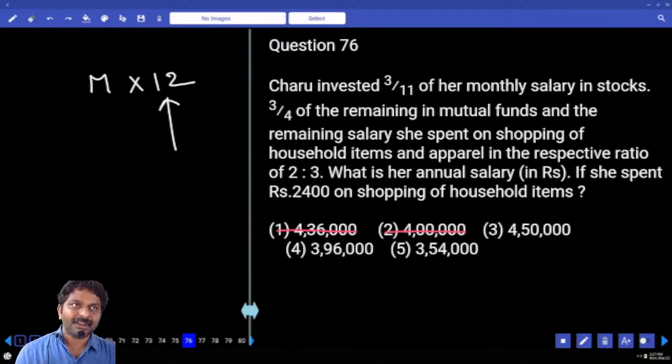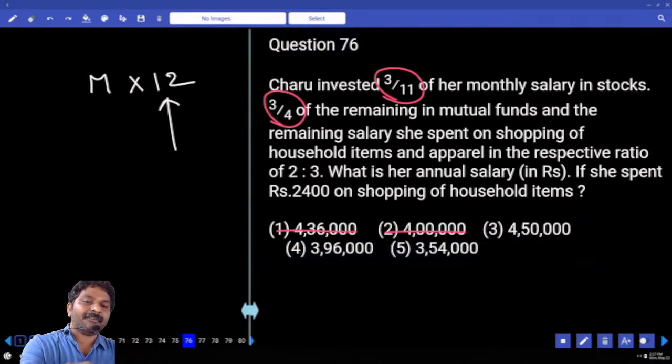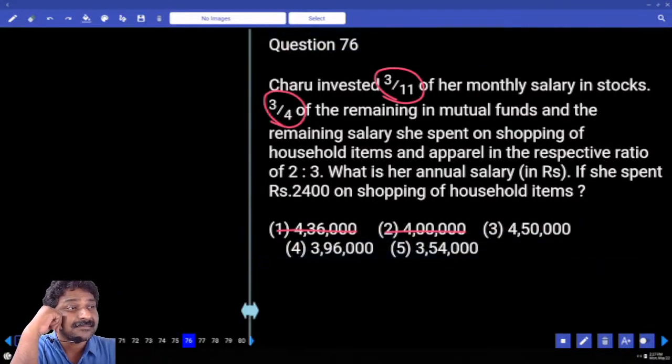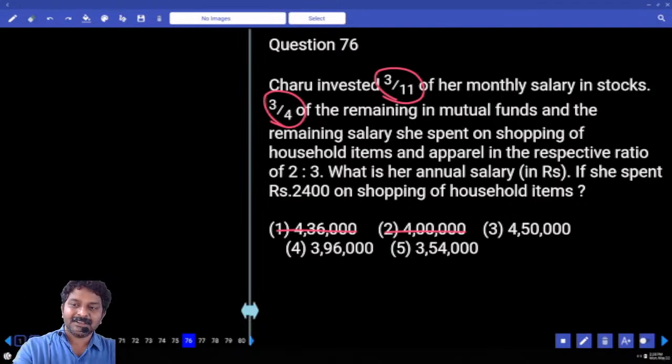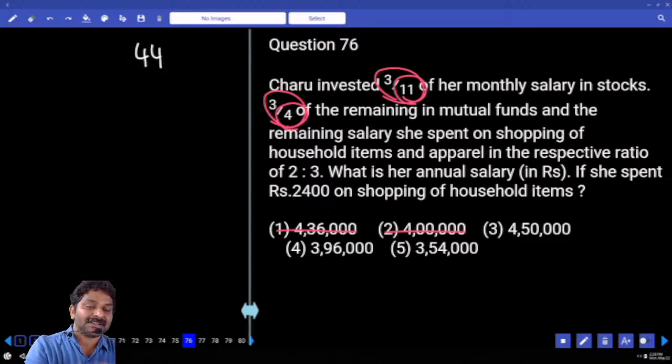Now, whenever you have fractions, from where do you start with? LCM of denominators. What is LCM? 11 and 4. So you need to start with LCM of denominators, which is 44 parts, right? So monthly salary is 44 parts.